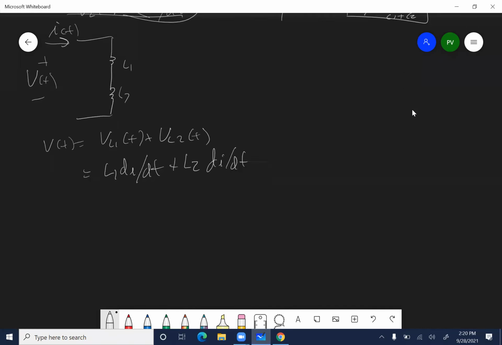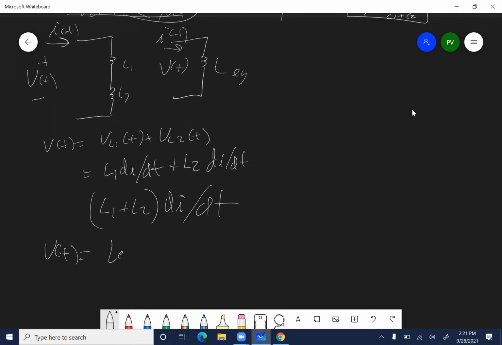And that current is the same. The di/dt is the same current through there, so I can factor that out. The concept of an equivalent inductor is that I have a voltage across it and the same current through it, and then this is my L equivalent. So if I say V of t equals L equivalent, di of t/dt, then L equivalent is equal to L1 plus L2. So inductors that are in series with each other, you just add them up.